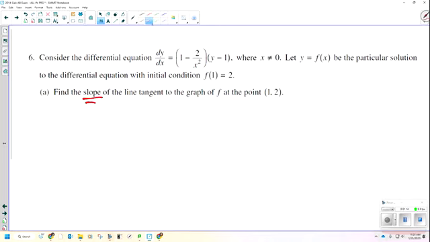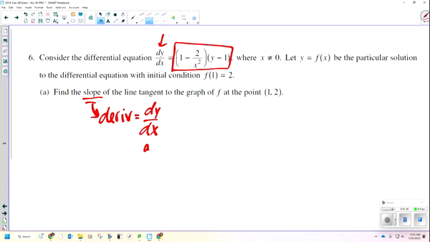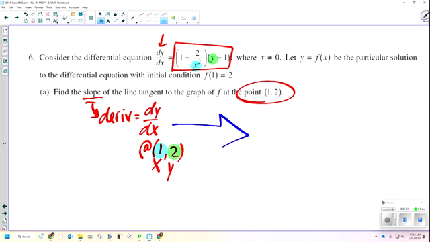Find the slope. Slope is the same thing as the derivative, which is also known as dy/dx. And they gave us that. This is the derivative. Not only do they want the derivative, they want it at the point (1, 2). So when x is 1 and y is 2. My x value of 1 is going to go in for my x, and my y value of 2 is going to go in for my y. That's it. Man, that's a gimme. Whew, layup. So let's do this work right here.